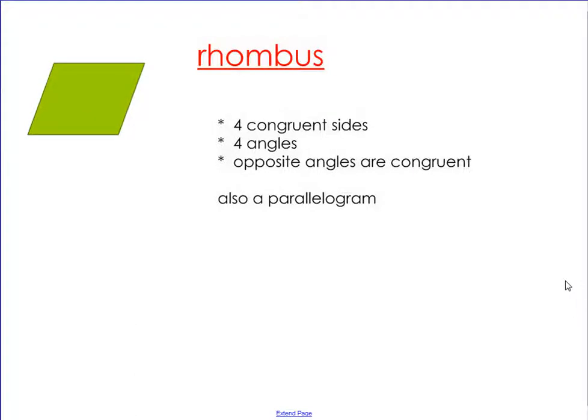A rhombus has 4 congruent sides and 4 angles. The opposite angles are congruent. A rhombus can also be called a parallelogram.